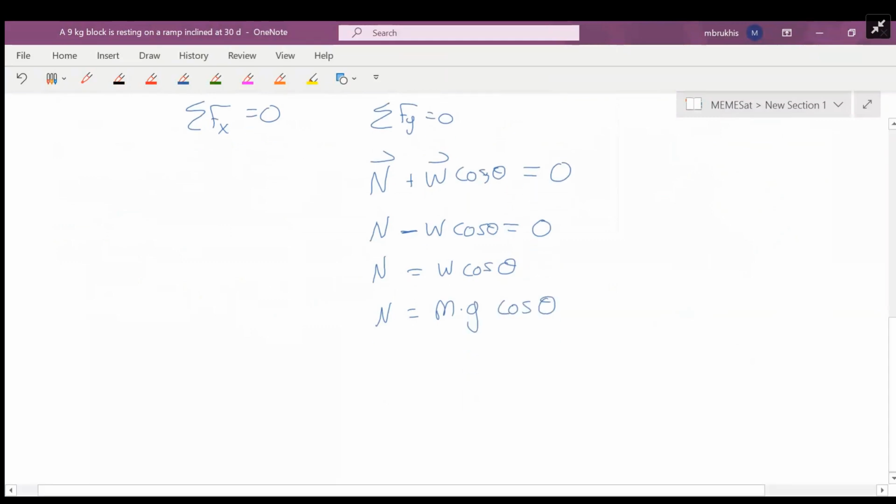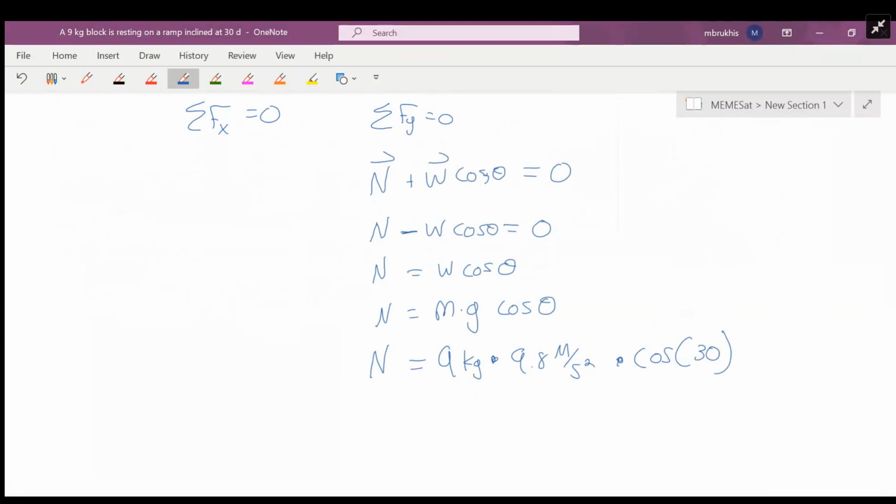And now what we'll do is plug in numbers. The normal force in magnitude is going to be equal to 9 kilograms times 9.8 meters per second squared times the cosine of 30. If you plug that all into your calculator, you are going to get the answer. I don't have a calculator right now, so I'm going to leave that math up to you.